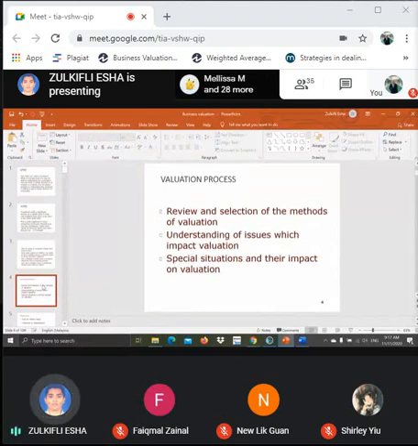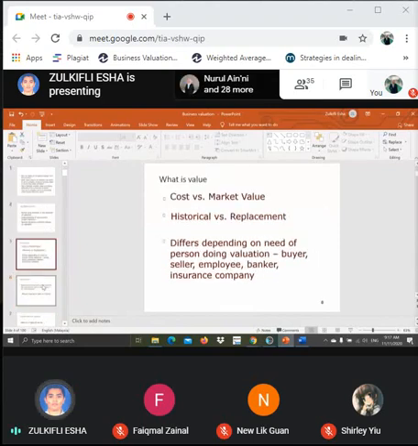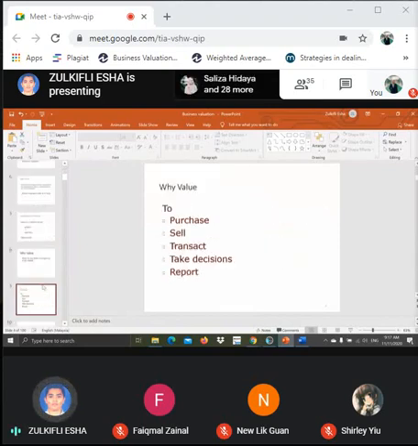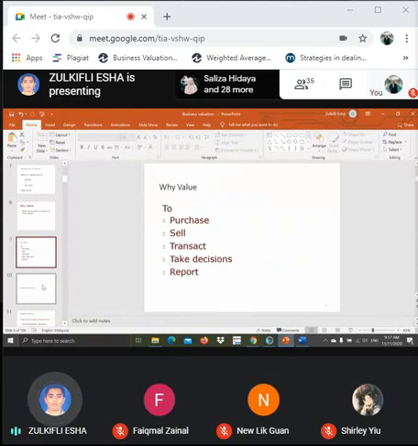So when doing the valuation, the valuator must understand the issues which may have impact on the valuation. So this is the definition of value. What is value? We are not going to spend much time on that. When I upload this slide, you can see the definition of value.